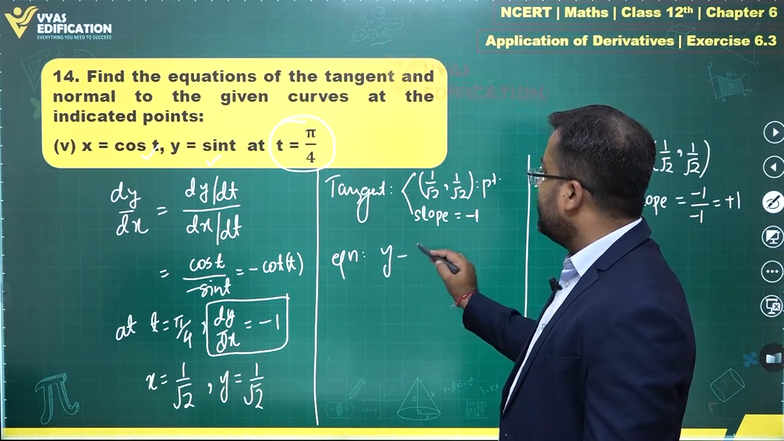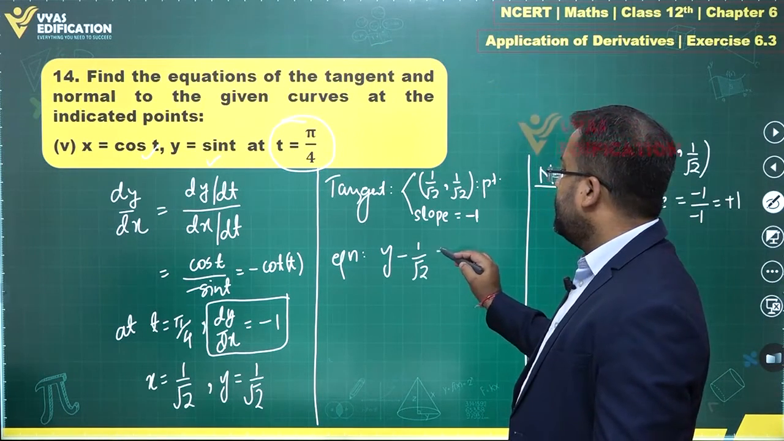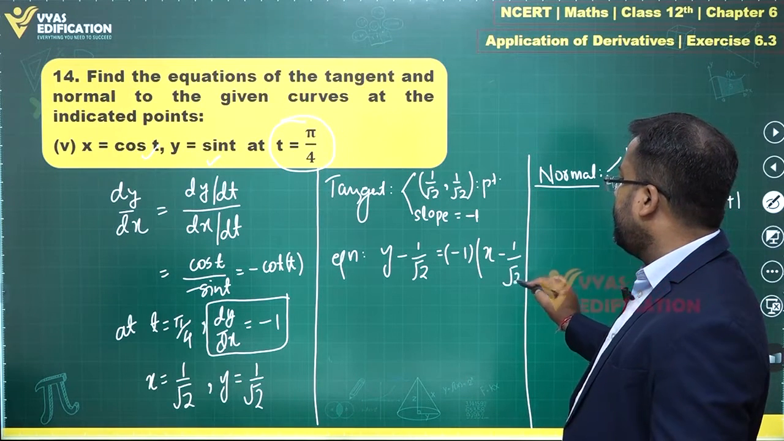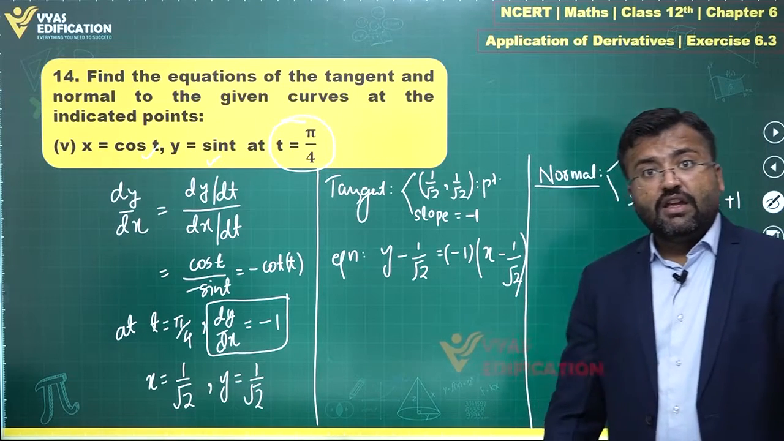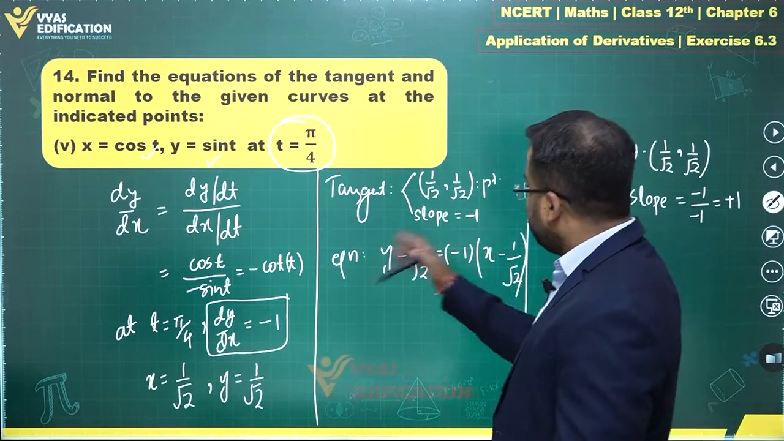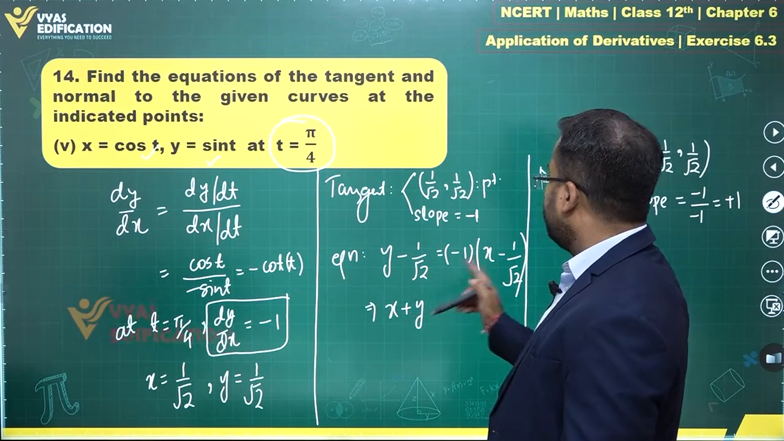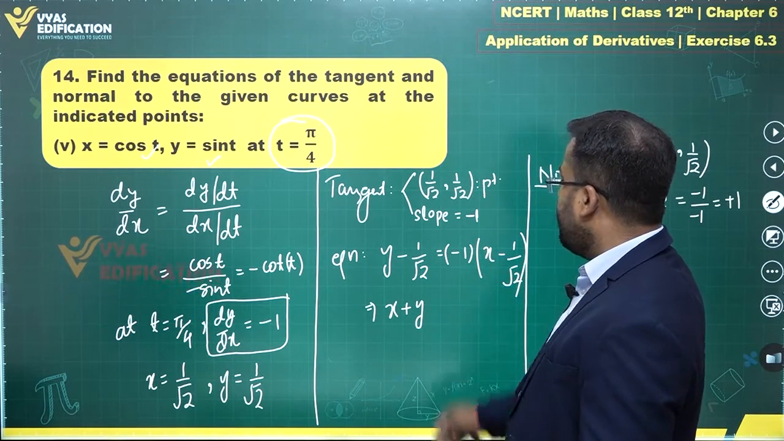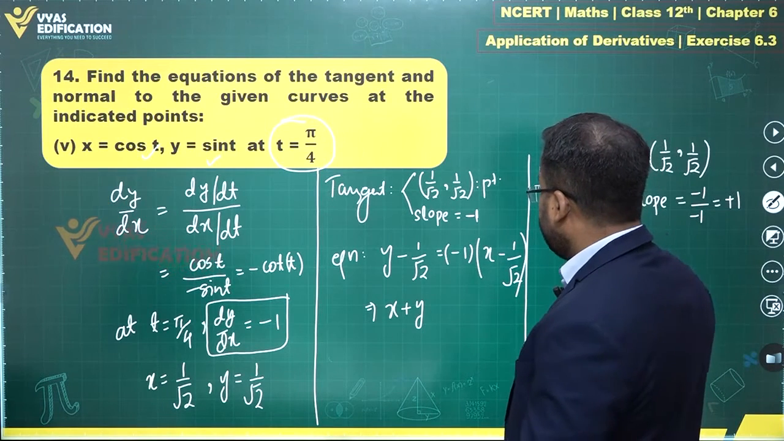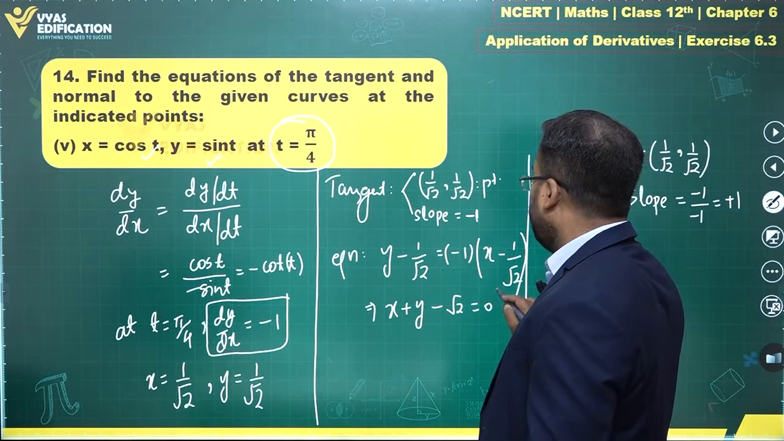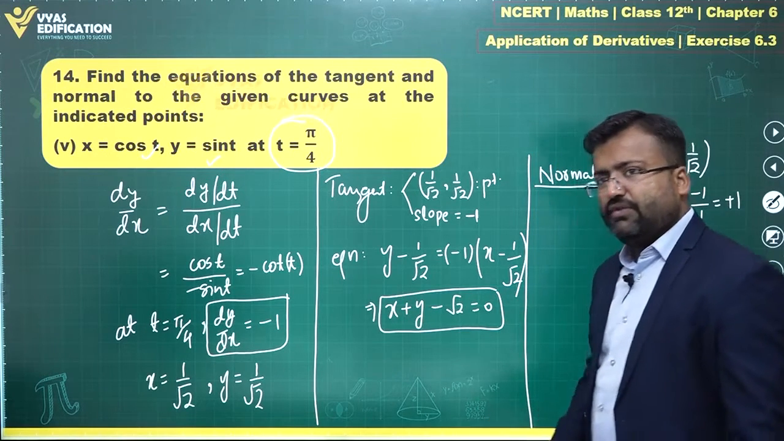Equation will be y minus 1 by root 2 is equal to slope times x minus x1, which is 1 upon root 2. This is what I get. Right? Minus x will come over here, and what will this give me? X plus y minus 1 by root 2, and this becomes minus 1 by root 2 again. Is it? Yes. This becomes minus 2 by root 2. This is minus root 2 will be equal to 0. That's the equation of tangent.